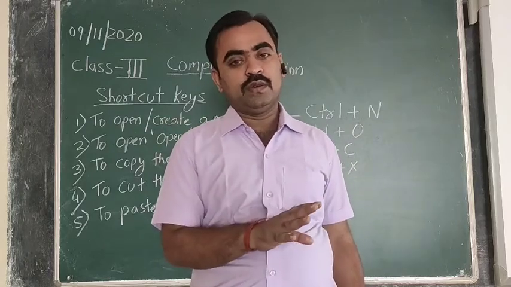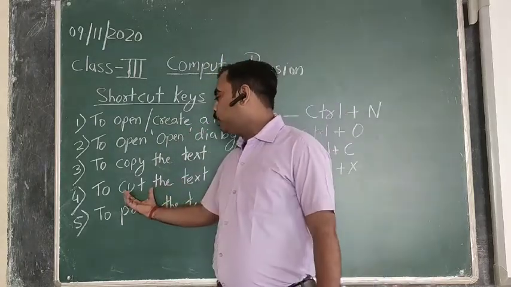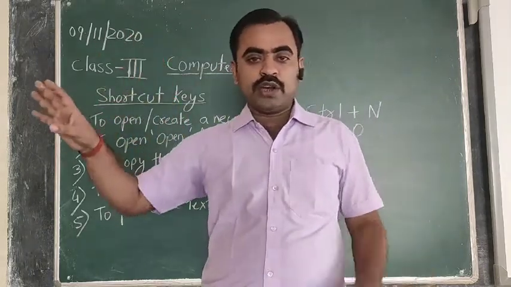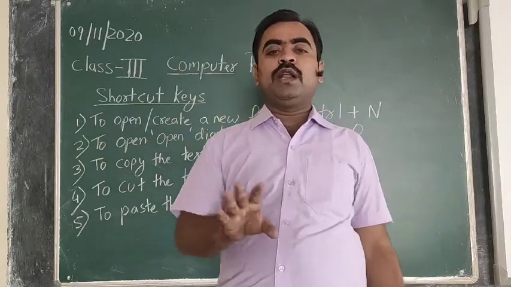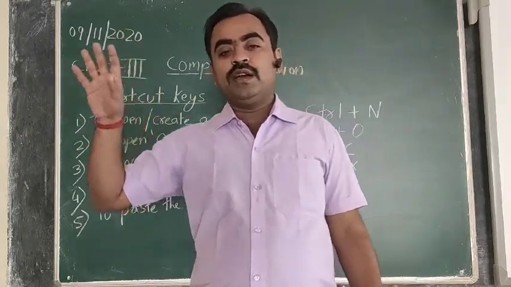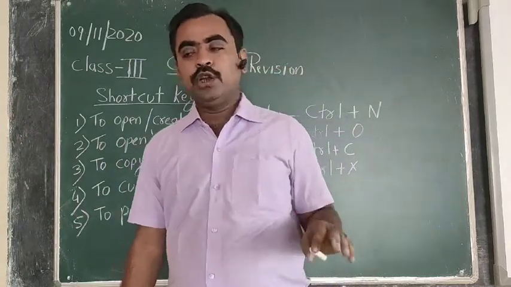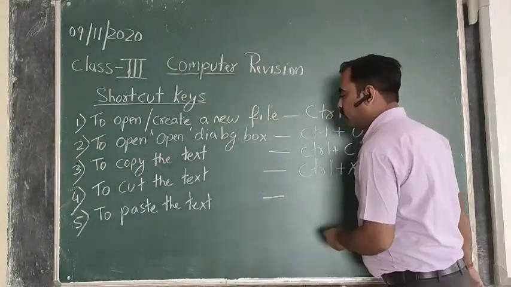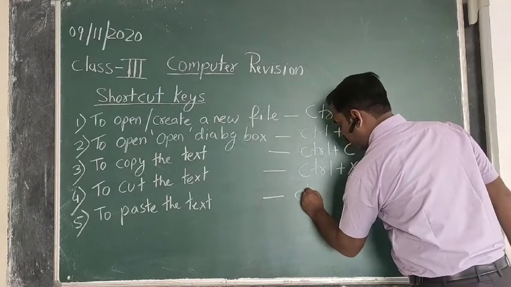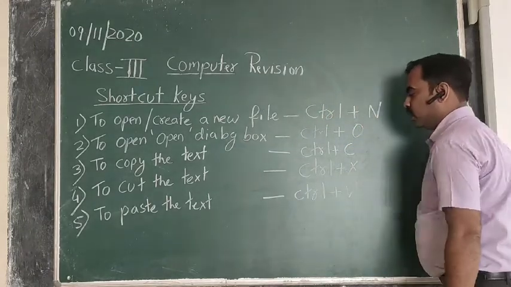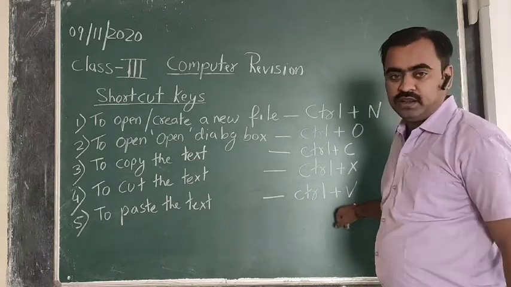Now the same text will appear on both locations. Whereas if you use the cut command, you cut it from the original location and paste it here, then the text will disappear from the original location and appear on the new location. The shortcut key for paste is Ctrl plus V.